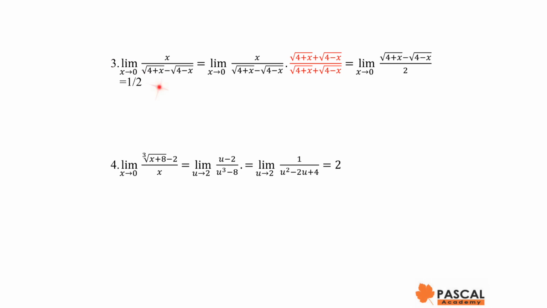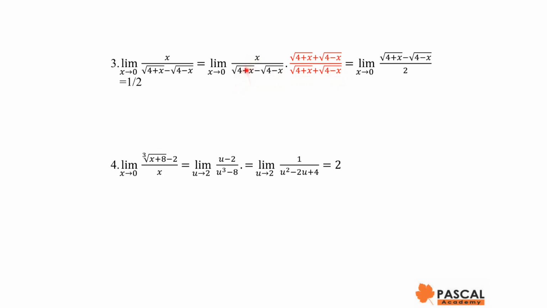Example 3: find the limit of x over square root of 4 plus x minus square root of 4 minus x as x approaches 0. We rationalize the denominator by multiplying both the numerator and the denominator by the conjugate of the denominator. The conjugate of square root of 4 plus x minus square root of 4 minus x is square root of 4 plus x plus square root of 4 minus x.